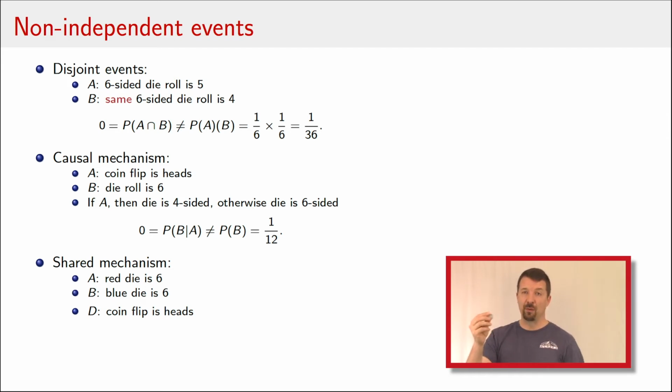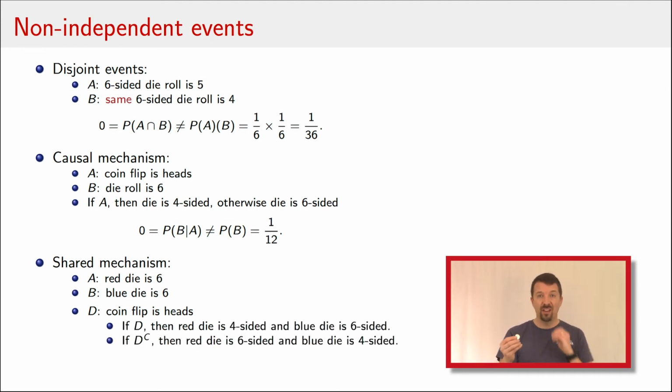And the key with this example is that what die we roll will depend on whether the coin flip is heads. So if the coin flip is a heads, then the red die is going to be 4-sided and the blue die is 6-sided. But if the coin flip is not heads, then we're going to have a red die that's 6-sided and a blue die that's 4-sided. And so the key in this construction is that it should be clear that the events A and B can't both occur, right?